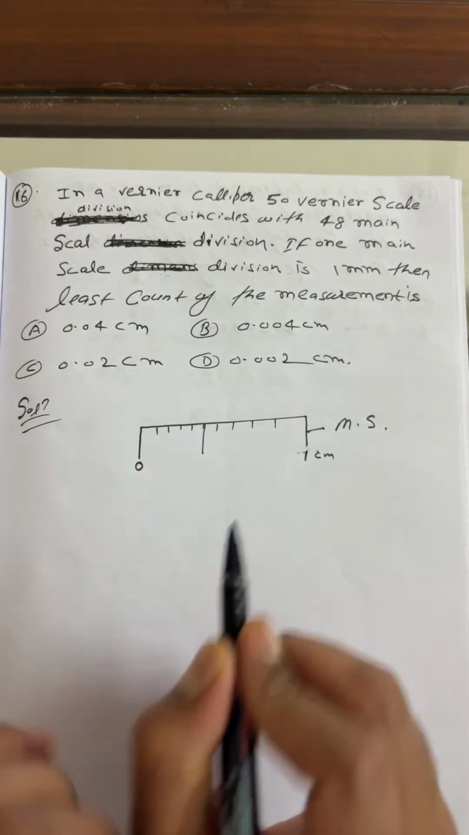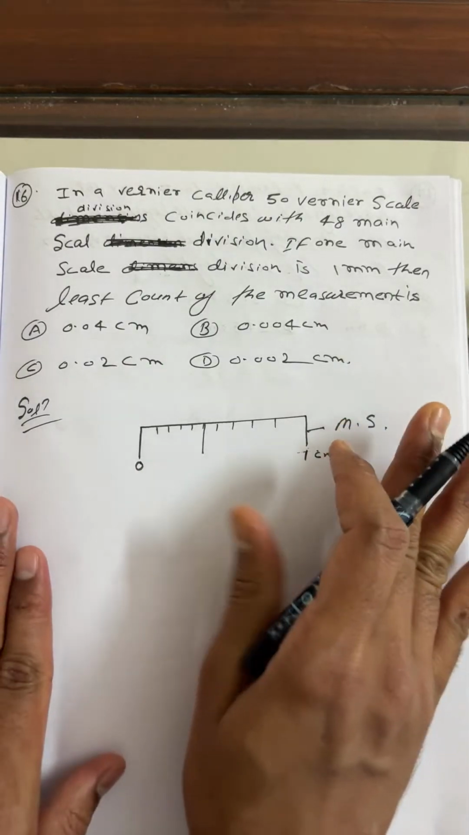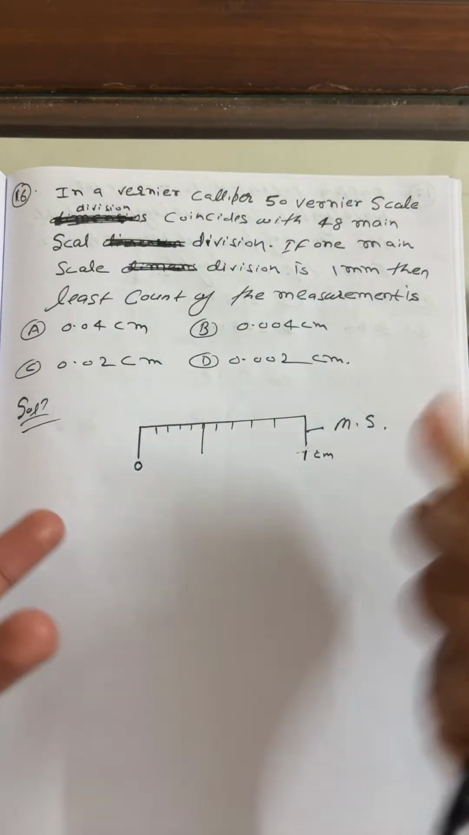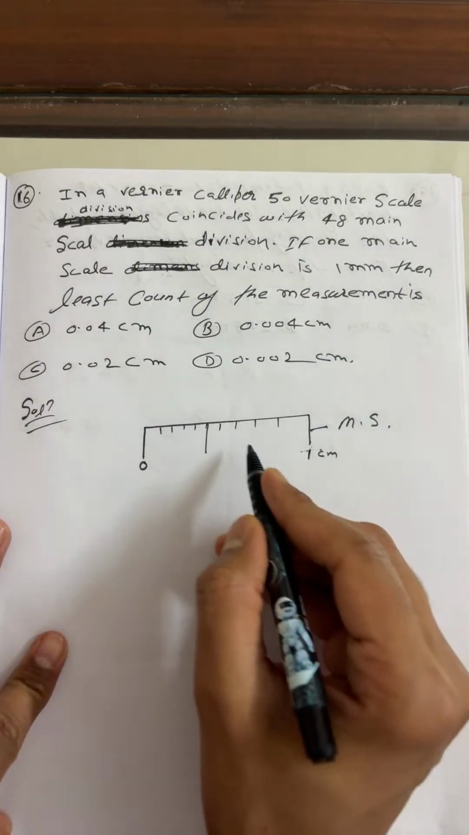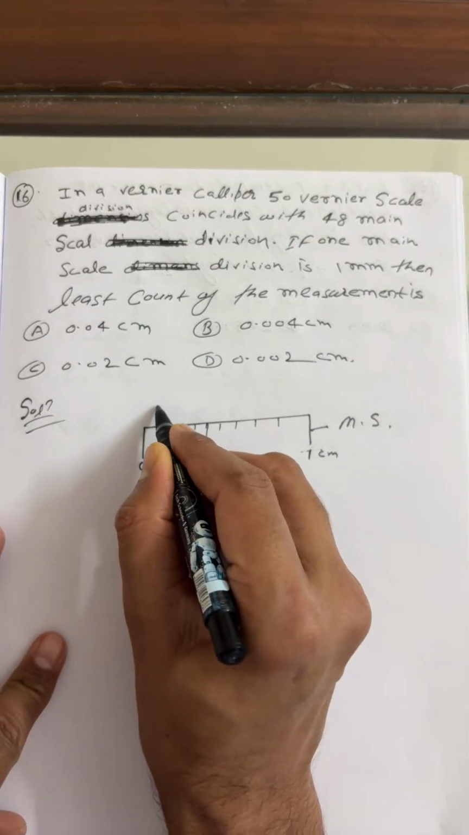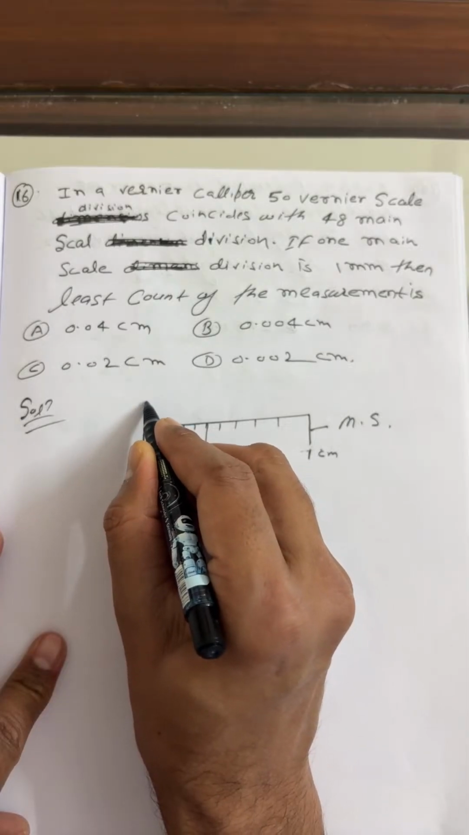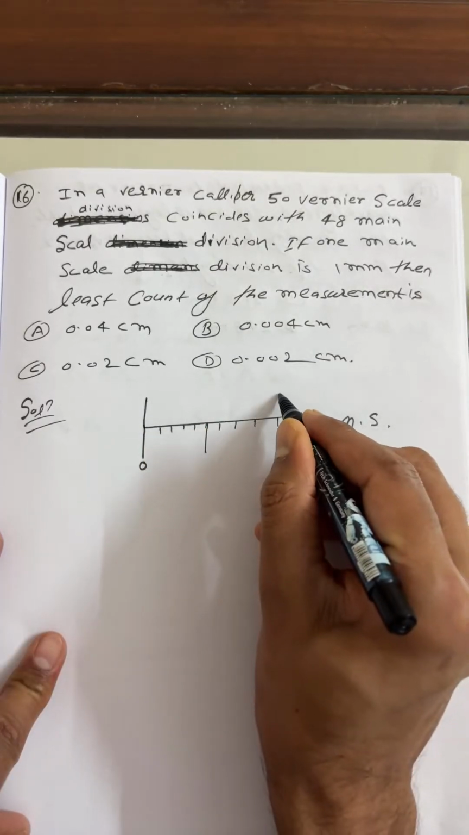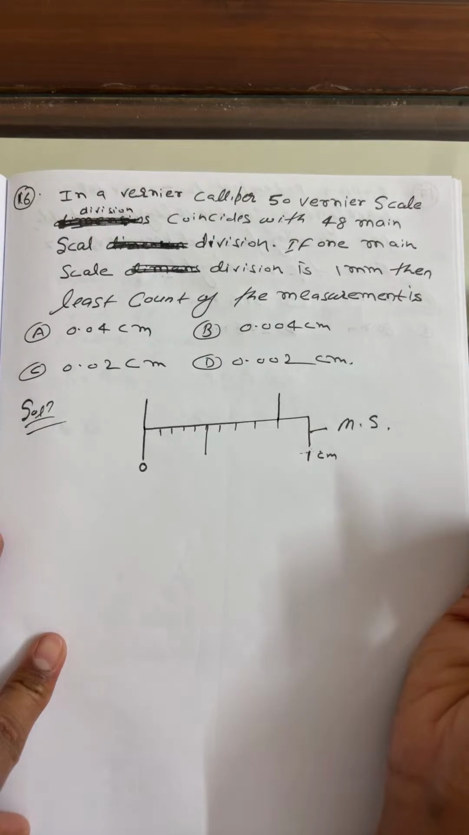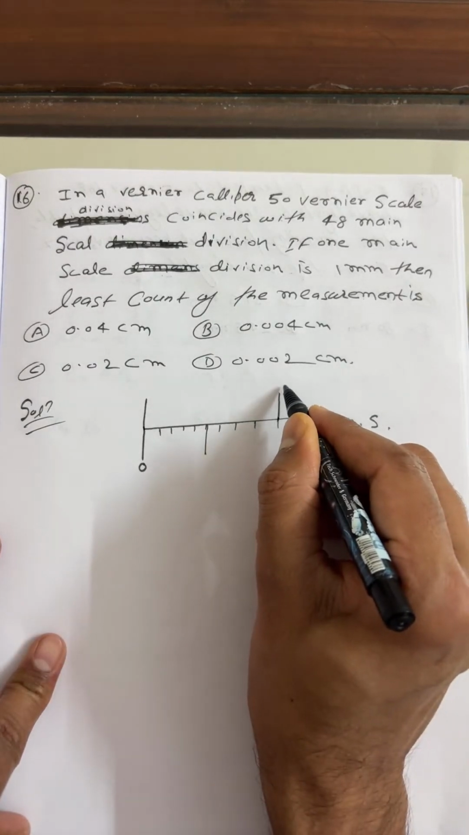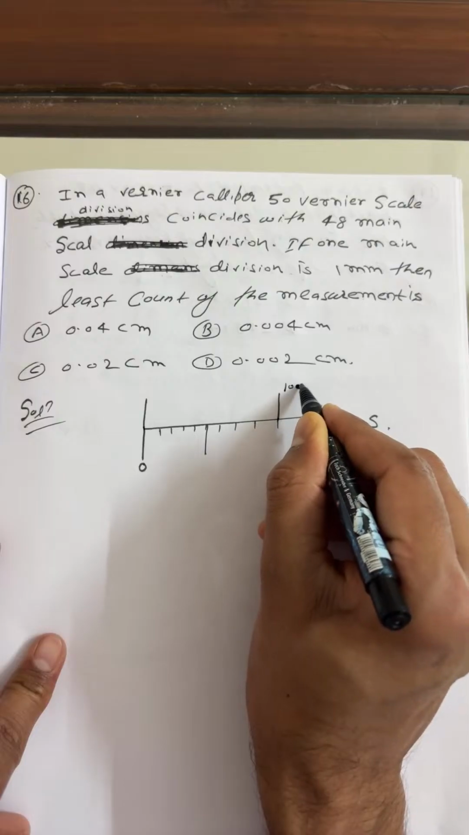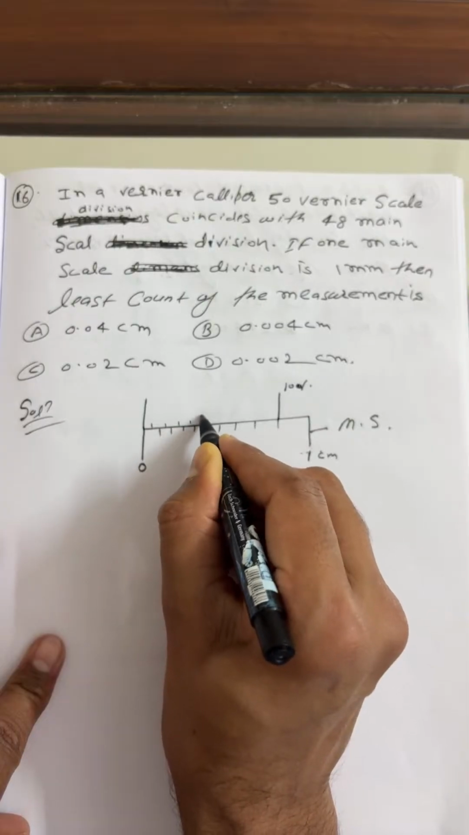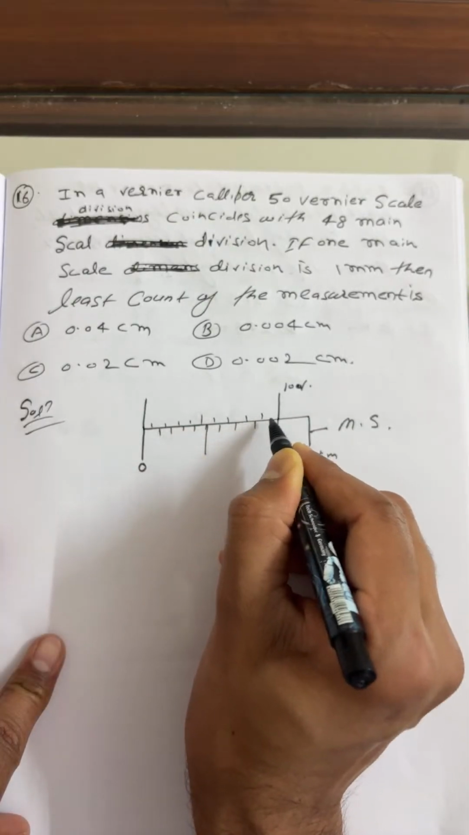Now students, what is the question? I wanted to explain the theory first, because maybe you will get this question. So you have to learn the concept, then you will get the question, my dear. Betaji, this is the main scale. Now this is the vernier scale, and this is the 10th division of the vernier scale, right, my dear? You can write 1, 2, 3, 4, 5, 6, 7, 8, 9, and 10.